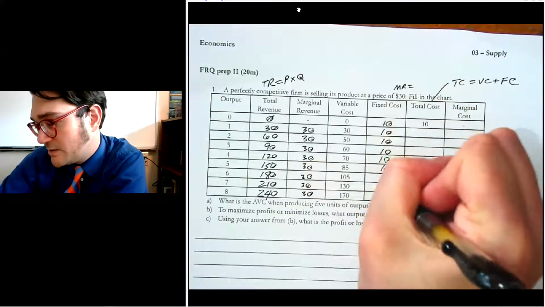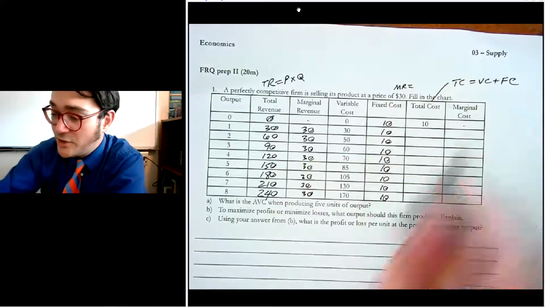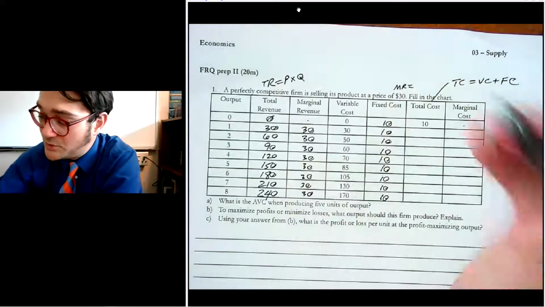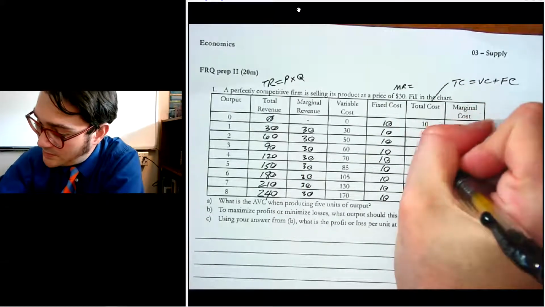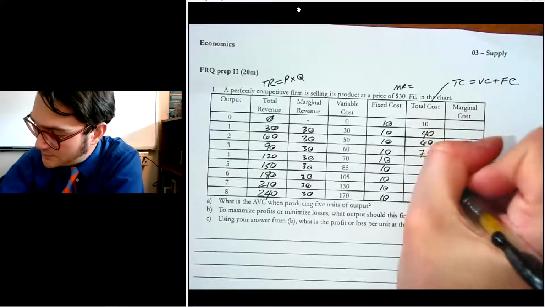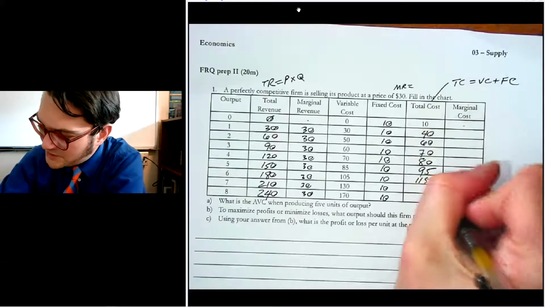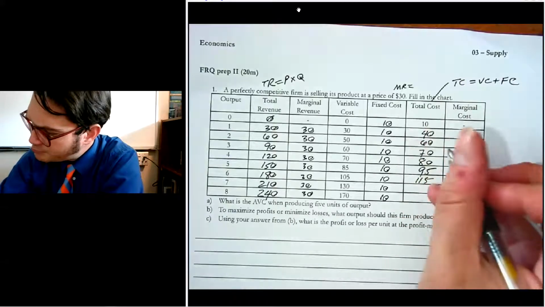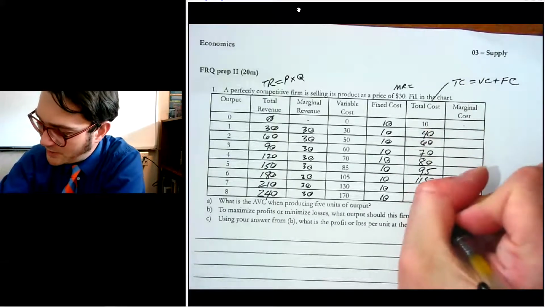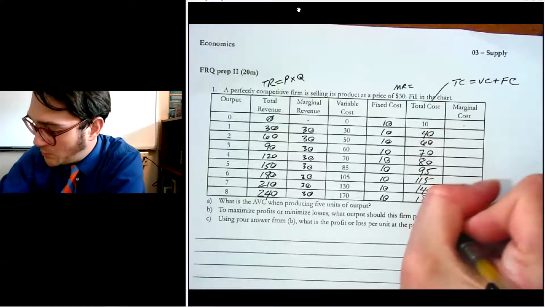10, 10, 10, 10. And we know that total cost is just the sum of those two, so we're going to add them as we go down. 60, 70, 80, 95, 115. Sorry, I had a total brain fart. Can't add. 140 and 180.